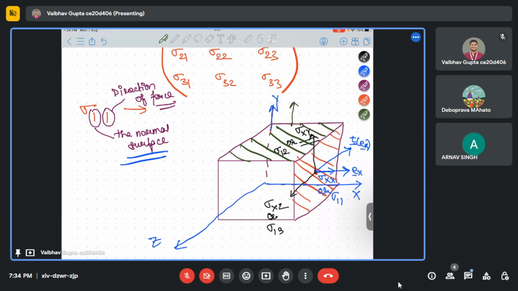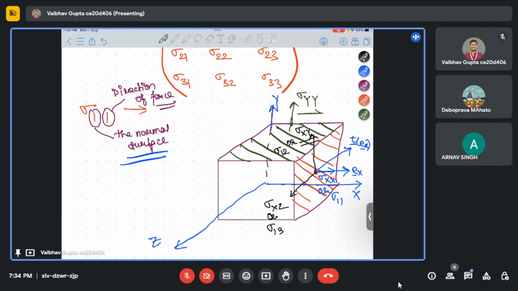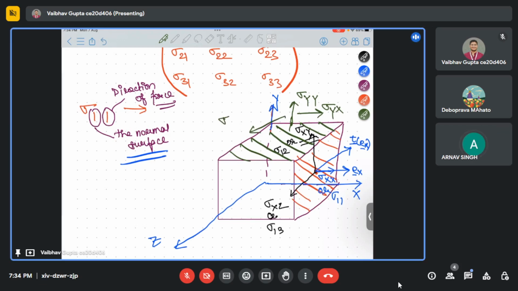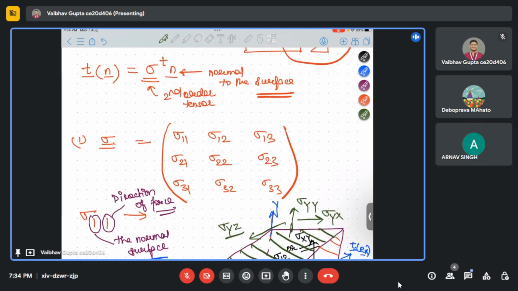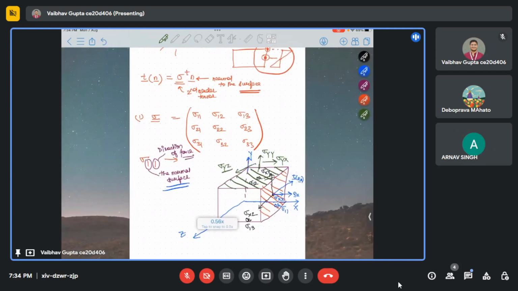Suppose I was doing this for this plane. What will this be? Sigma yy, because the plane is y and the direction is y. In this plane, the plane is y and the direction is x. In this one, the plane is y and the direction is z. So you now have an understanding of what sigma 11 means. For better understanding and clarity, you can go to the lecture and see all these things. Now we'll solve one problem.